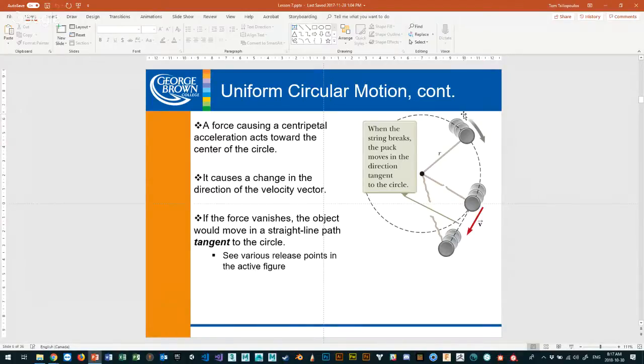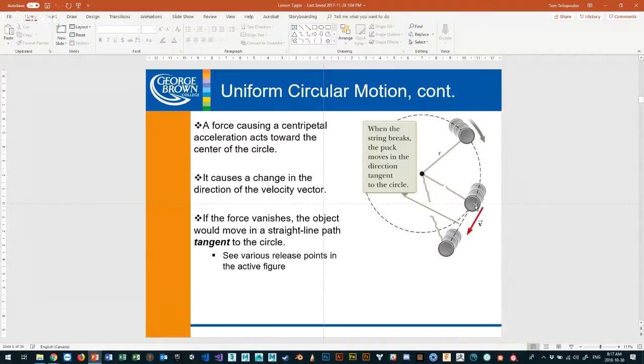All right, yeah. So it whips around here, and if the string breaks, where is it going to go? It's going to fly off. Think about this as a rail. While the string is here, this puck is on rails. It's going to keep going around and around the circle in the same way.